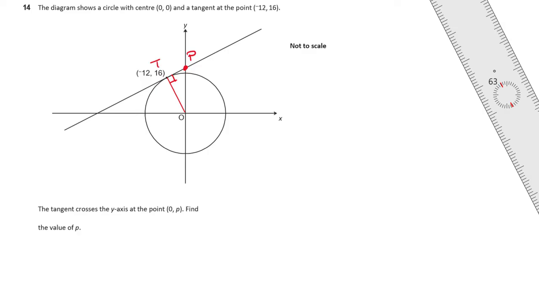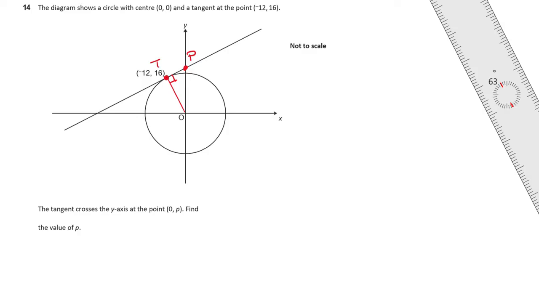I think what we're going to have to do is find the equation of that line, the tangent, which is not so difficult to do because we know a point on the line. We've got the point minus 12, 16. So if we can find the gradient of the tangent, we should be able to find its equation. Once we know its equation, we should be able to find the point where it passes through the y-axis. So how can we find the gradient of the tangent?